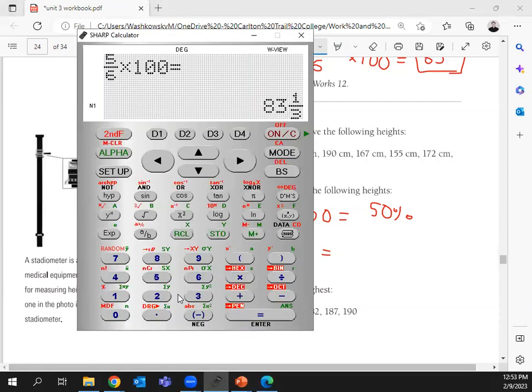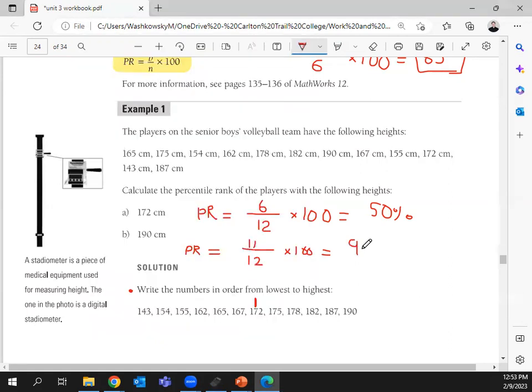Oh, actually, let me go into this. I wanted to show this one specifically. So I do 11 over 12. 11 people are shorter than him out of 12 people. He's included in it. Times 100. What do I get as my answer? Absolutely. But I can't have decimals. I need to round this. So I'm going to round it up to 92. Boom. What's his percentile rank? He's 92.